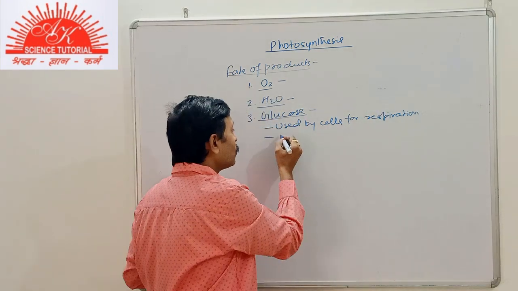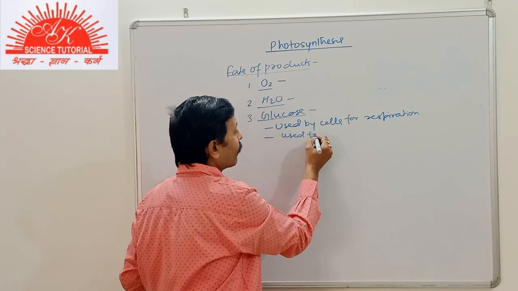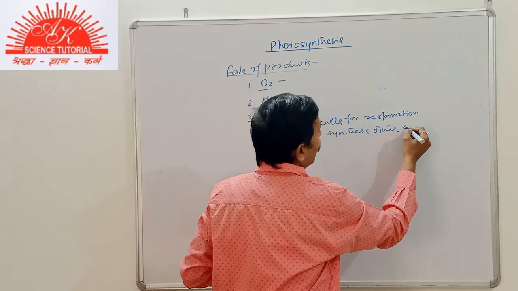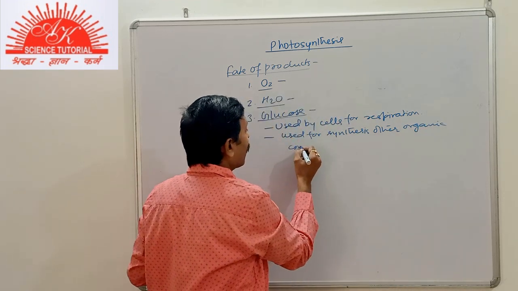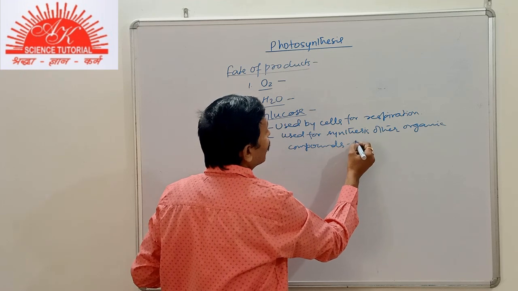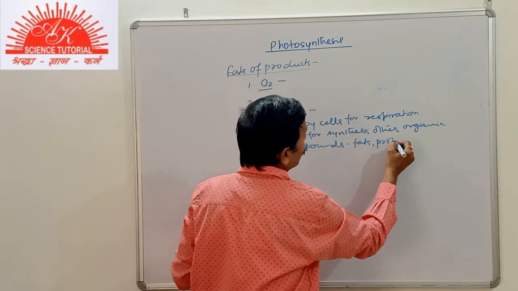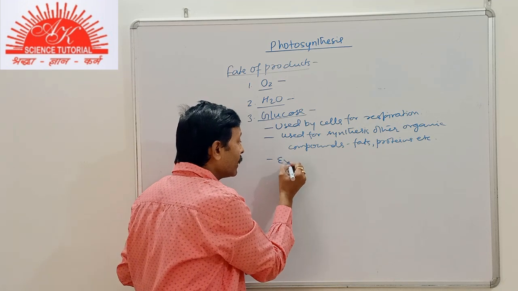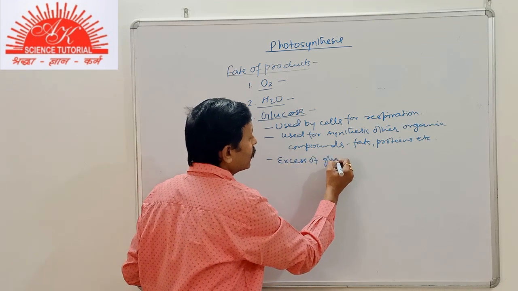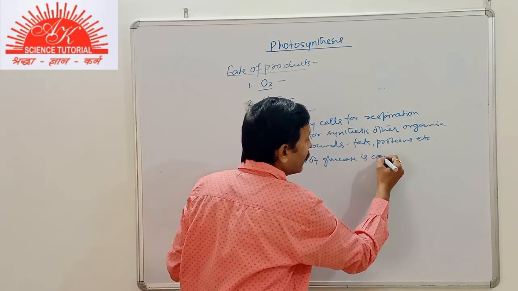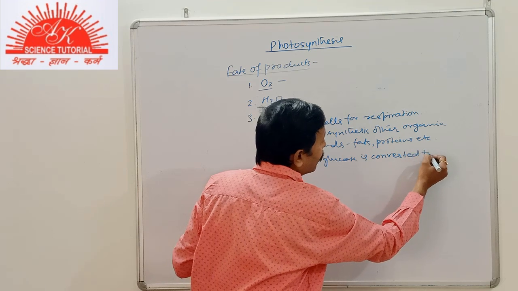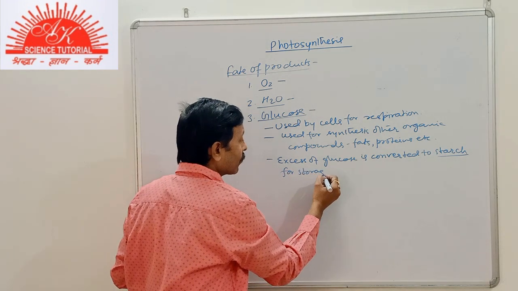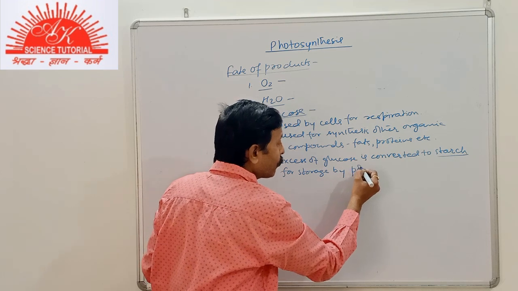Next, it is used for synthesis of other organic compounds like fats, proteins, etc. And then the excess of glucose is converted to starch for storage by the process called polymerization.